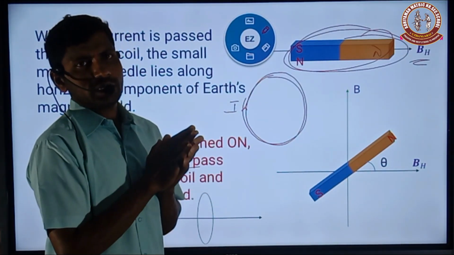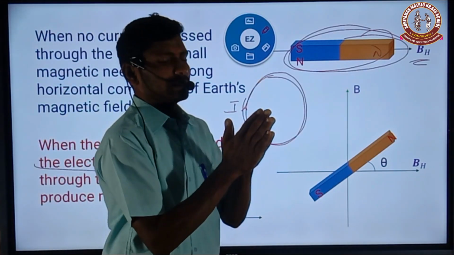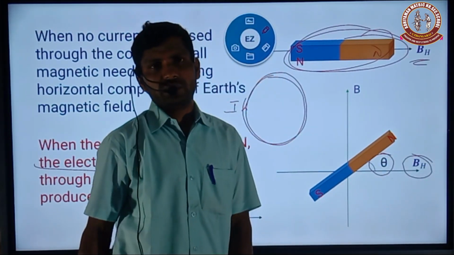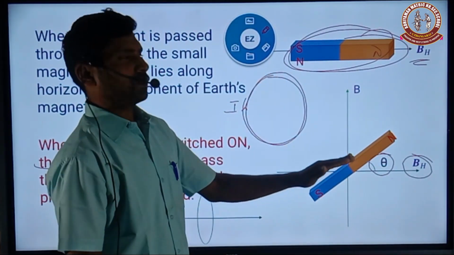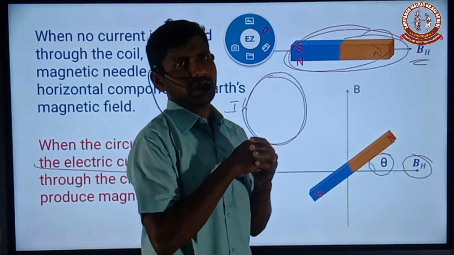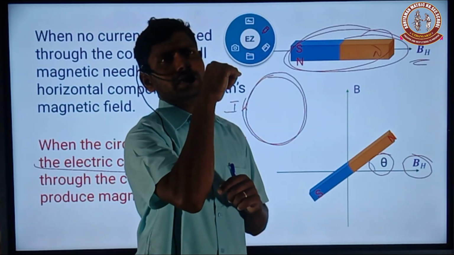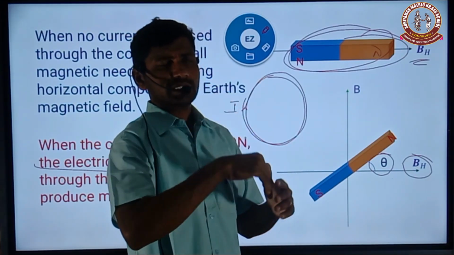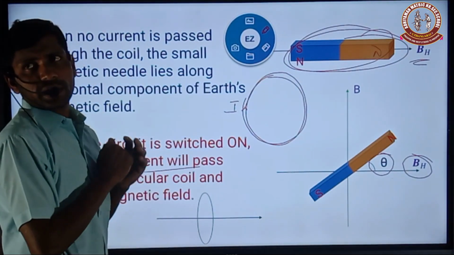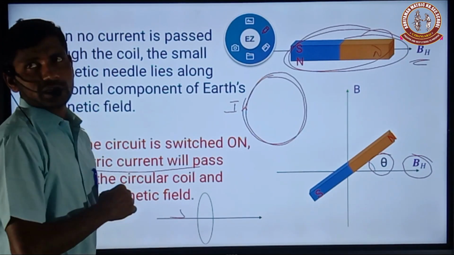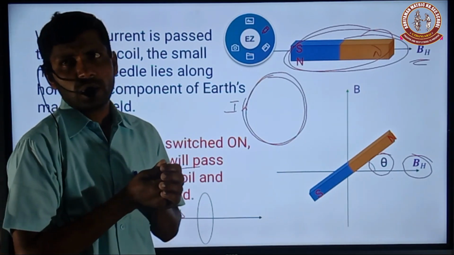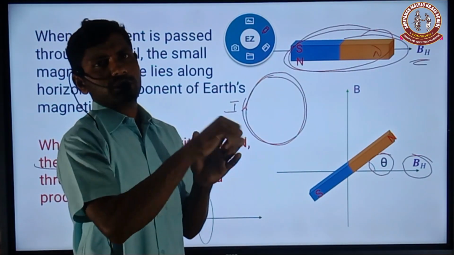Due to this magnetic field, the bar magnet is deflected through an angle theta with respect to the horizontal component of the earth's magnetic field. Initially, with only the horizontal component of the earth's magnetic field, the bar magnet is along its direction. Now the current flows through the coil and produces a magnetic field inside the coil, along the normal to the plane of the coil.